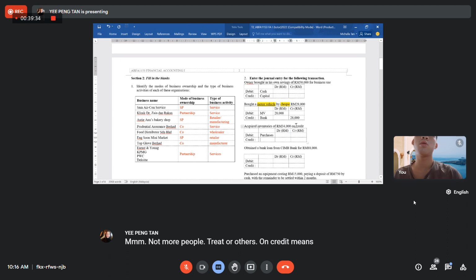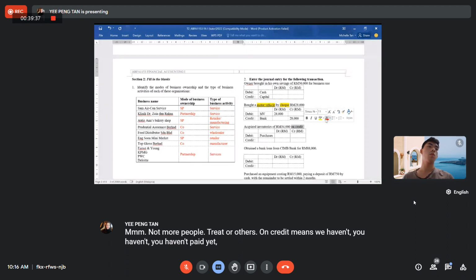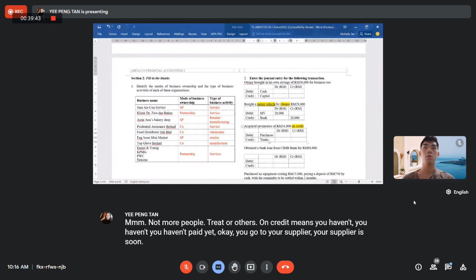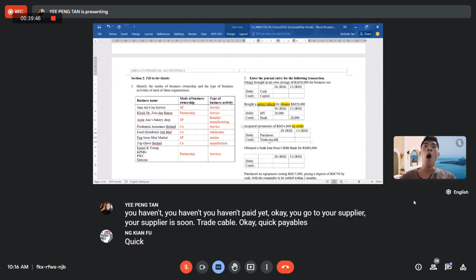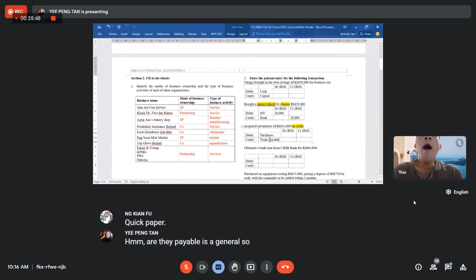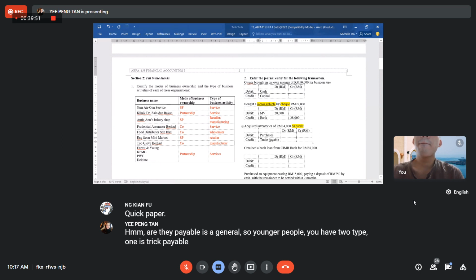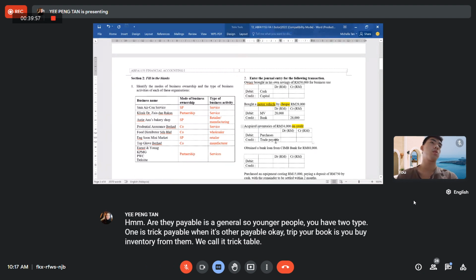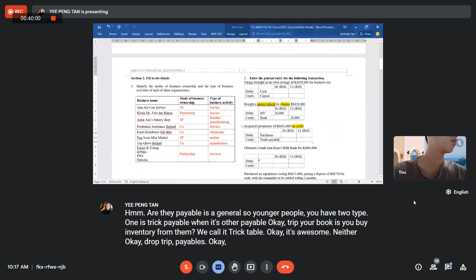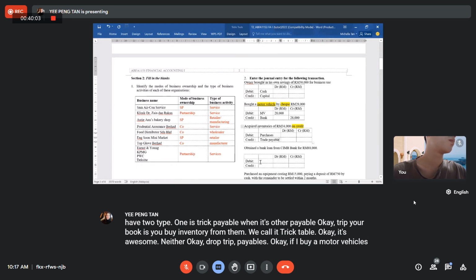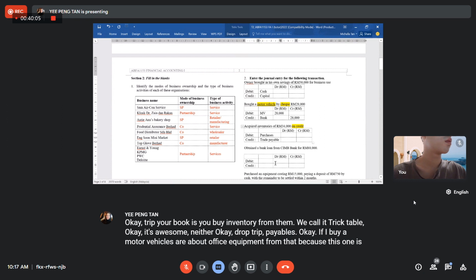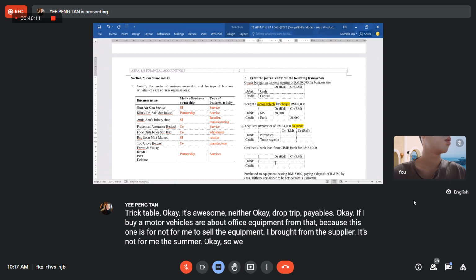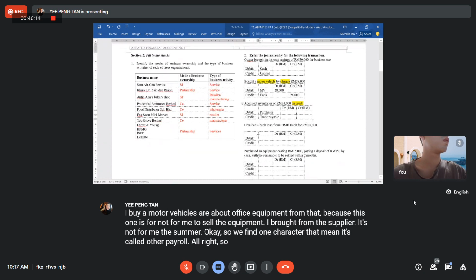On credit means you haven't paid yet, you owe your supplier. Trade payable. Payable is general, so under payable we have two types: trade payable and other payable. Trade payable is when you buy inventory from them, for doing business. If I buy motor vehicles or office equipment from a supplier, this is not for me to sell. We buy a non-current asset, so that is called other payable. This is the difference.